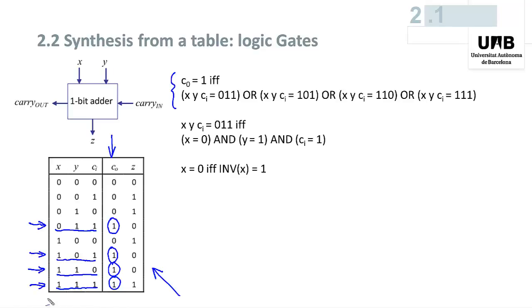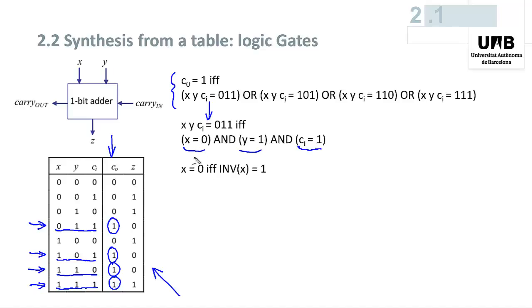Furthermore, observe that a condition like this one, XYCi equal to 0, 1, 1, is equivalent to X is equal to 0 and Y is equal to 1 and Ci is equal to 1.